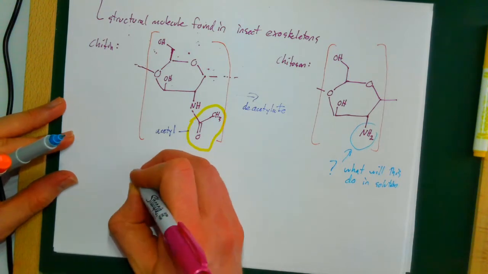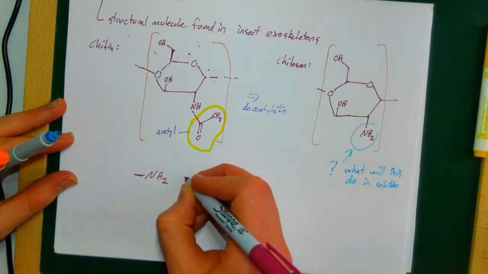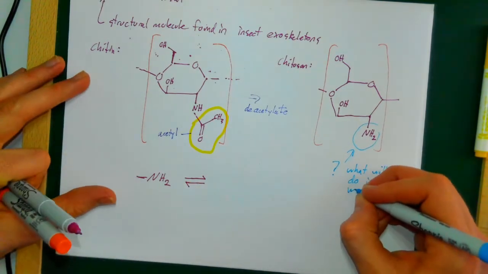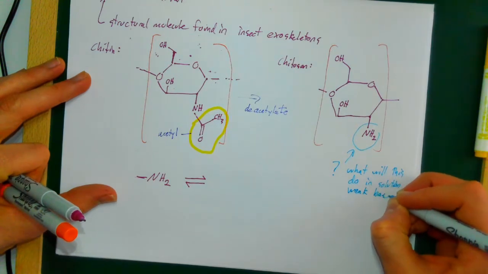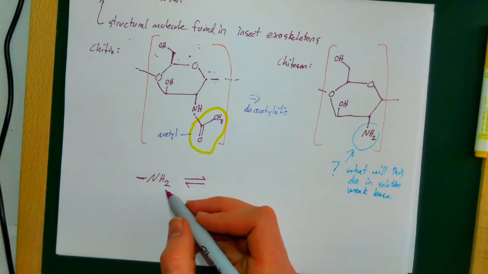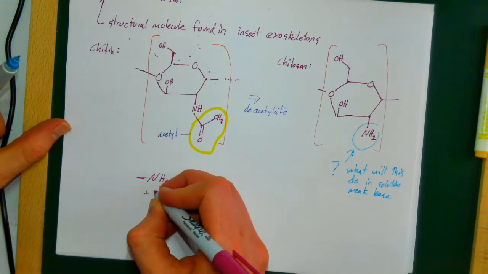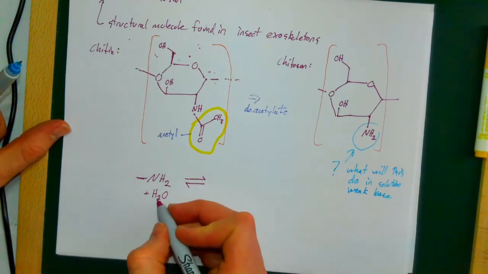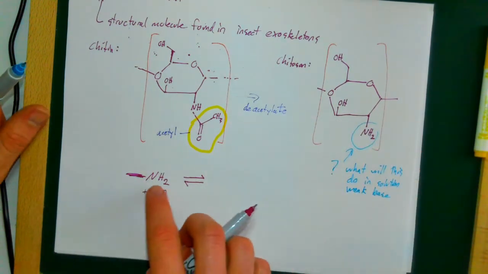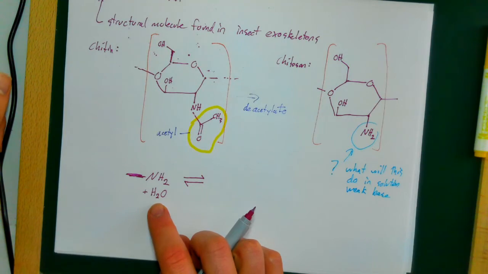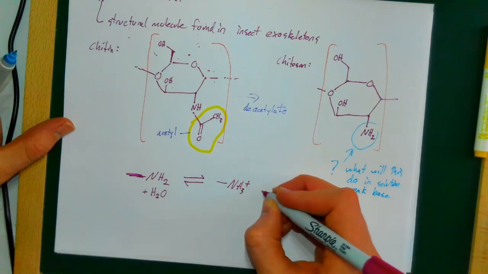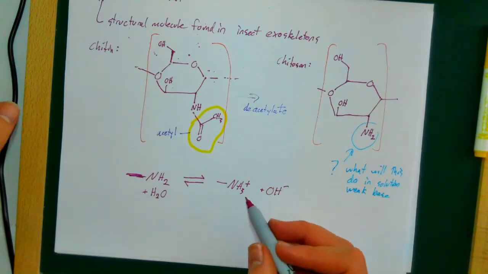So if you have an NH2, it's a weak base. And what does that NH2 do? Well, basically that NH2 reacts with an H2O, where these two come together. Sorry, this is not a minus, but rather whatever this is bound to. This NH2 reacts with this H2O to form NH3+ and an OH-.